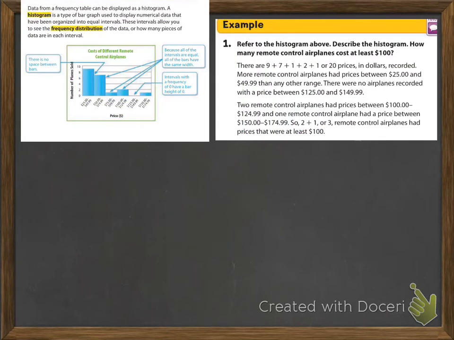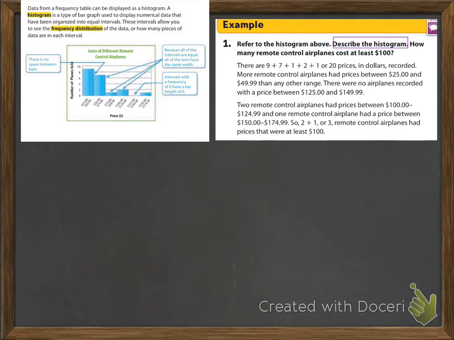So example 1 says, refer to the histogram above. So I've put it off to the left here. Describe the histogram. So I'm going to put a little box around describe the histogram. And how many remote control airplanes cost at least $100? So just like in section 12.1, this is an explanation where you're going to describe something. So there are going to be several parts to it.